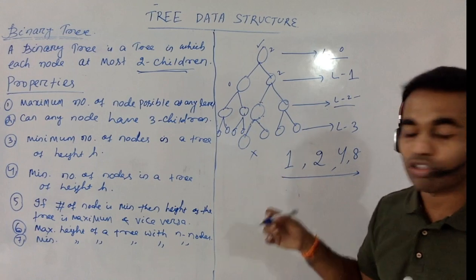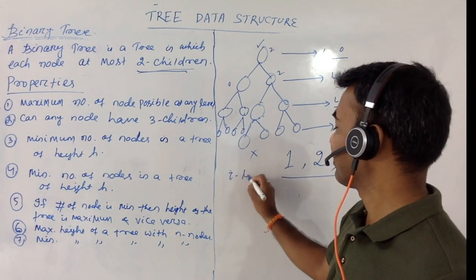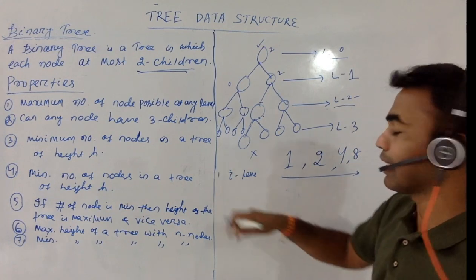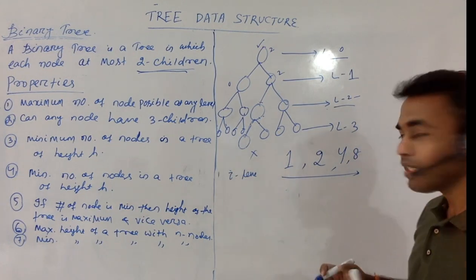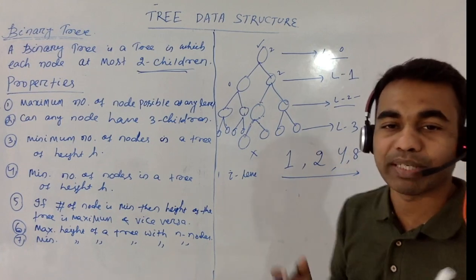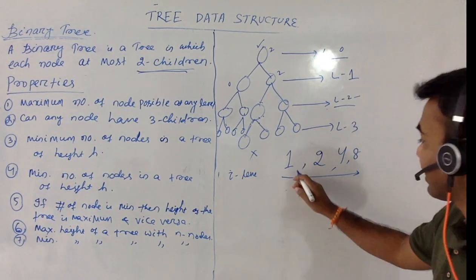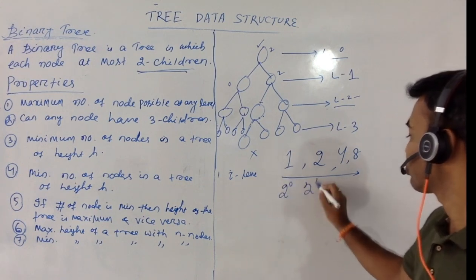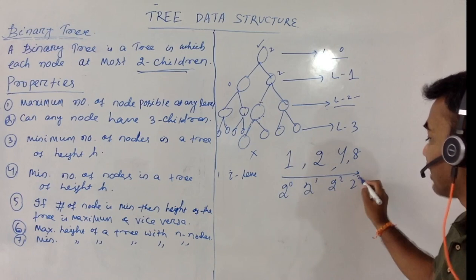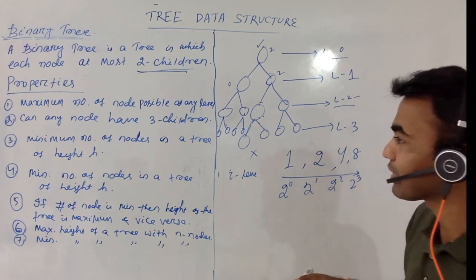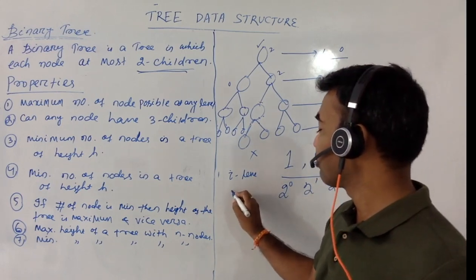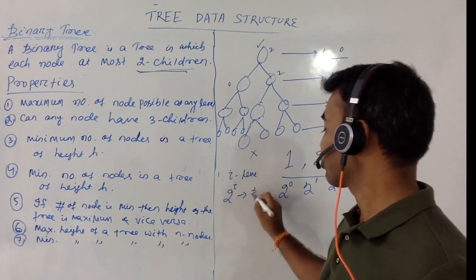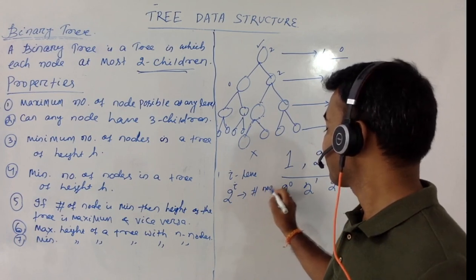If I ask you now, suppose the ith level, any generic level, what is the maximum number of nodes present in the ith level? You can see it is in a format. This is 2 to the power 0, this is 2 to the power 1, 2 to the power 2, 2 to the power 3, and likewise it goes on. So if it is the ith level, the maximum number of nodes is 2 to the power i. I hope it is making sense.